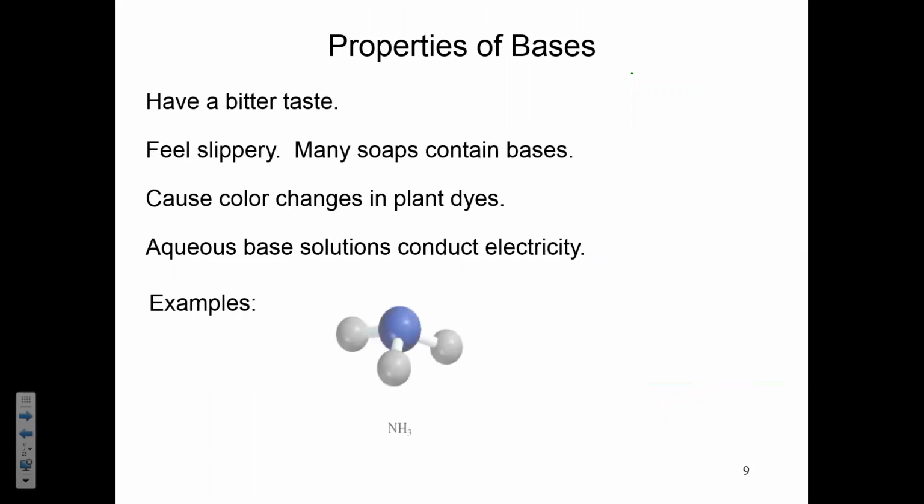Bases are a little different. When we think of bases, we think of things like bleach, or a lot of the things we clean our house with, honestly. Most of these have a bitter taste. If we get them on our fingers, they feel very slippery. Soaps are a good example of bases. We use lye, which is a base.